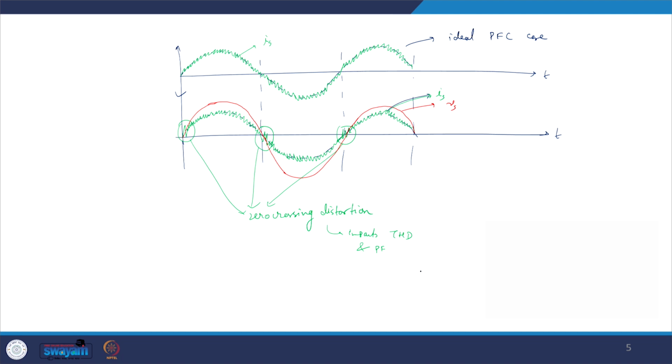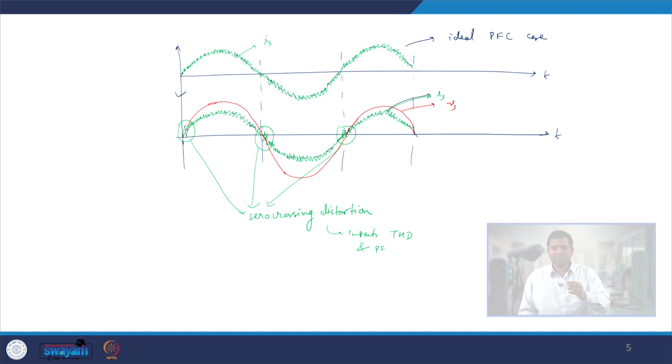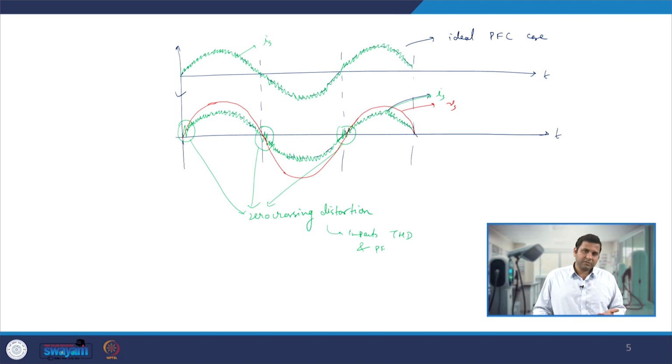So in totem pole PFC, some of the advantages are that we have fewer devices, we have only 2 devices in conduction, and we have one leg switching at a high switching frequency and another leg switching at a low switching frequency, the same as the line frequency, that is, 50 hertz if you are having a 50 hertz AC. So you have reduced conduction loss, reduced switching loss, and at the same time reduced component count. So these are the advantages of totem pole PFC.